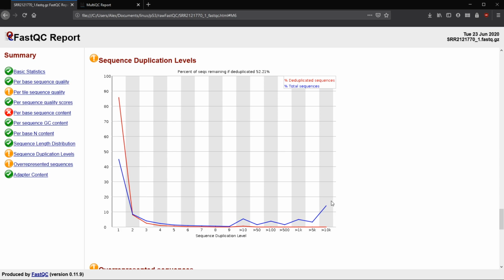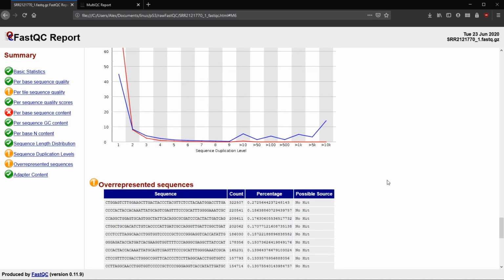So if one sequence is making up 1/1000th of the entire library, and it looks like we have something along that line. A failure here is going to happen if we have a single read or a sequence that is showing up more than 1% of the time. So if we have a sequence that's showing up more than 1 out of every 100, then we're going to have a failure for the sequence duplication levels.